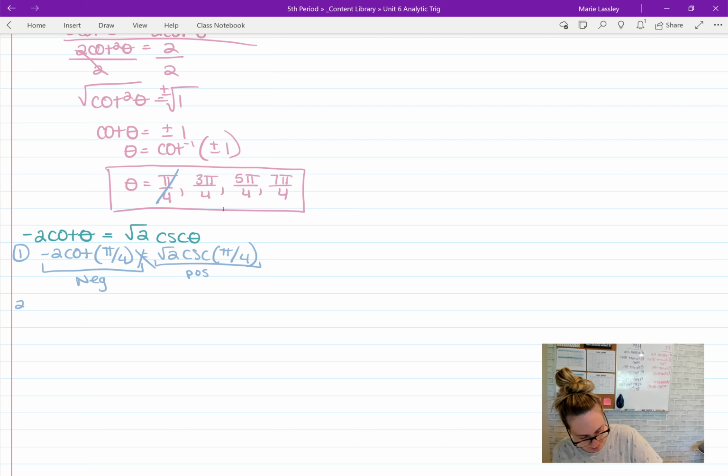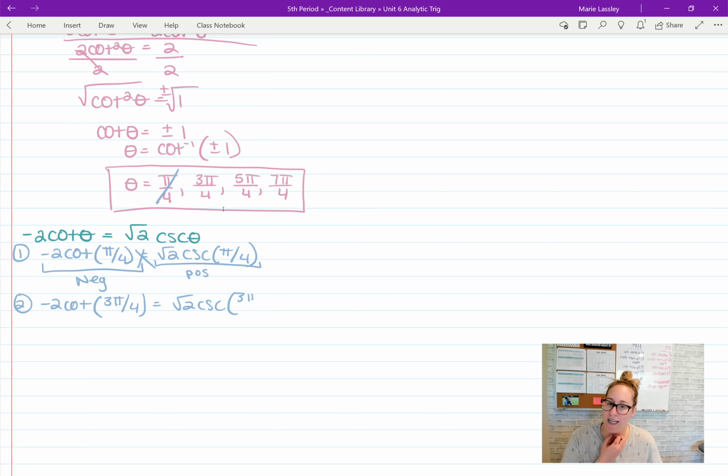All right, 3 pi/4. So you could really do this in your head, but like I said, it's our first one, so we'll just go through it together. Cosecant 3 pi/4. All right, so 3 pi/4 is in the second quadrant. So cotangent is negative in the second quadrant. So you have a -2 times a negative number. So this is going to give us a positive, right? A negative times a negative is positive. Over here, cosecant in the second quadrant is going to be positive, and there's a positive number out front times another positive number, so this is positive. So this one works, so 3 pi/4 is good to go.